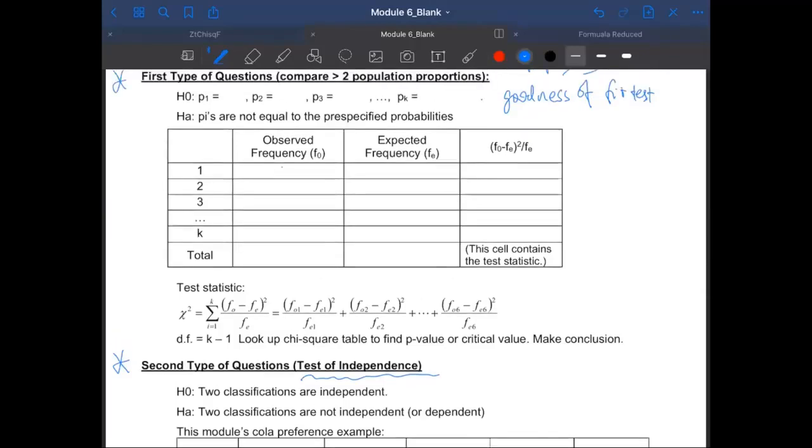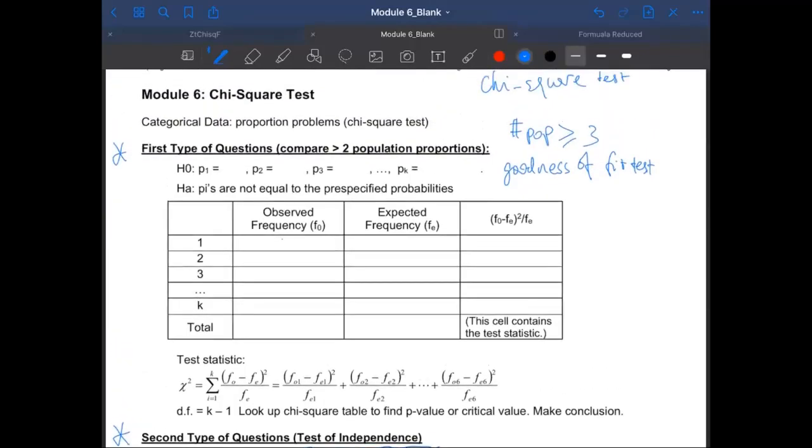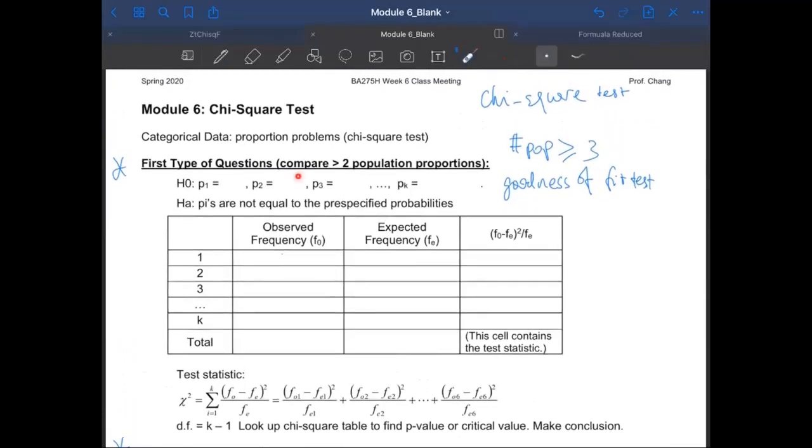Okay, so let's take a look. I'm going to focus on the first scenario. We're going to use the chi-square test, and that's going to be to compare at least three population proportions.